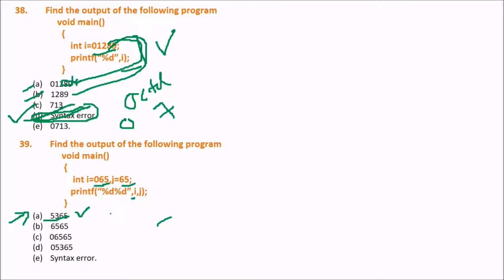Why is A the correct answer? Because, see, there is no problem with j. j is 65. So all these answers have 65 as the second number. What now the concern is this one. Whether it will be 065 or 65 or 53 or 053. Why am I saying that 53 would be the answer? Because as octal 65, that is 065, this is equivalent to decimal 53. 065, if you convert it to decimal, it will be 53. So that is why 5365 is the correct answer.